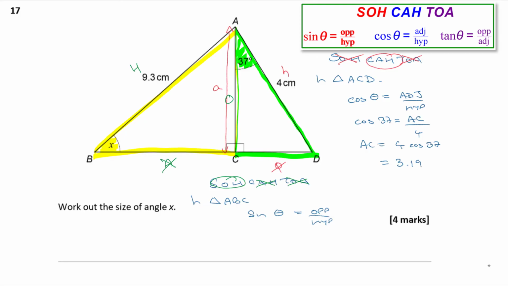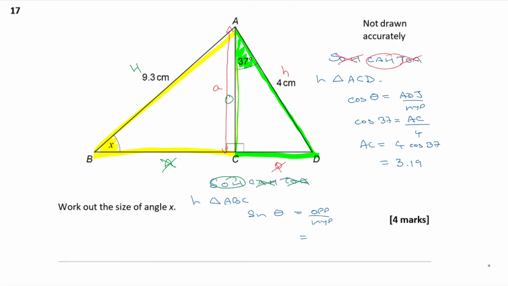The opposite is my side AC, that I found earlier. So that is 3.19, and that is going to be divided by H, which is 9.3, and actually this is X this time, isn't it? So it's sine X equals that.